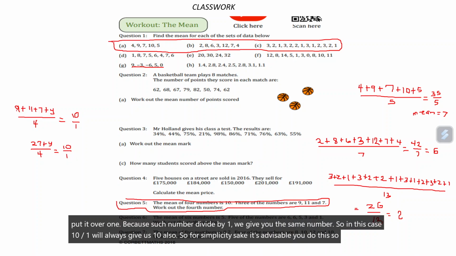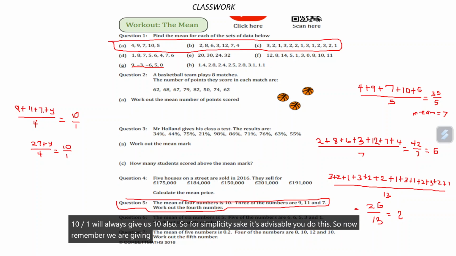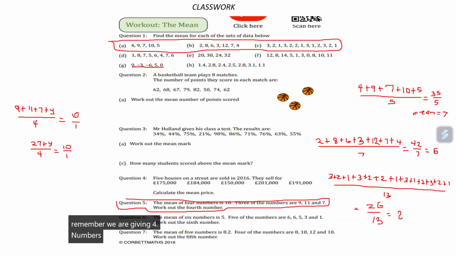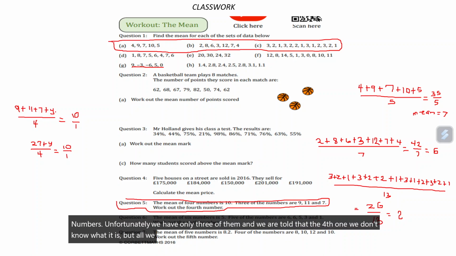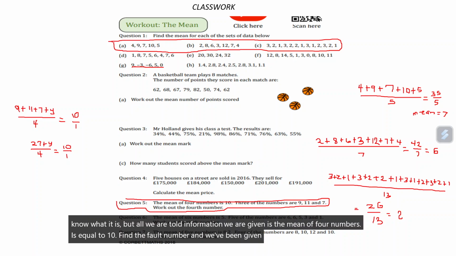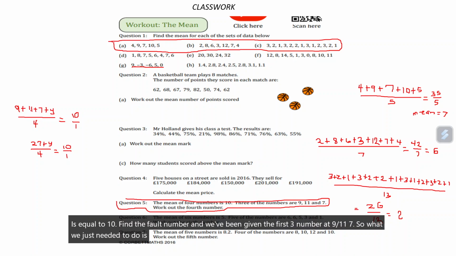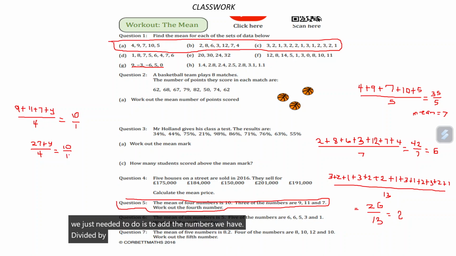So now remember, we're given four numbers. Unfortunately, we have only three of them, and we are told that the fourth one, we don't know what it is, but all we are told, the information we are given is the mean of four numbers is equal to 10. Find the fourth number. And we've been given the first three numbers as 9, 11, 7. So what we just needed to do is to add the numbers we have, and divided by 4 will be equal to 10. So the next step we need to do is to form an equation.